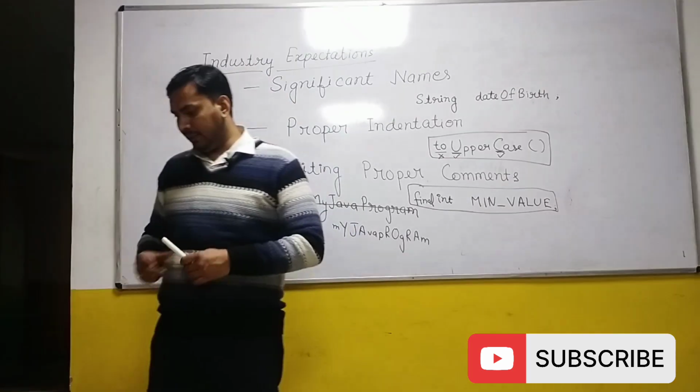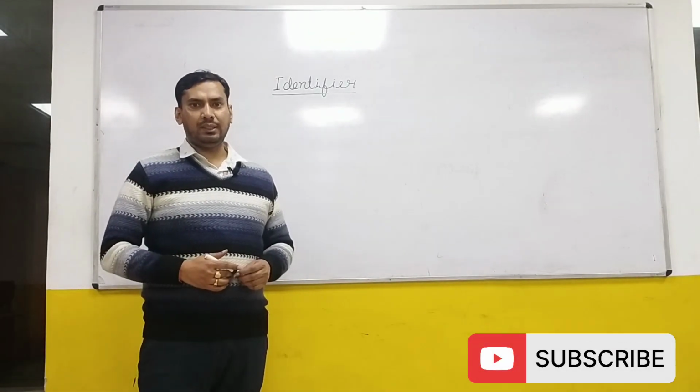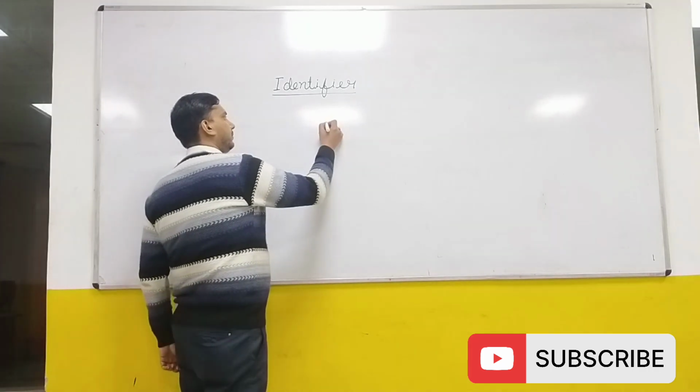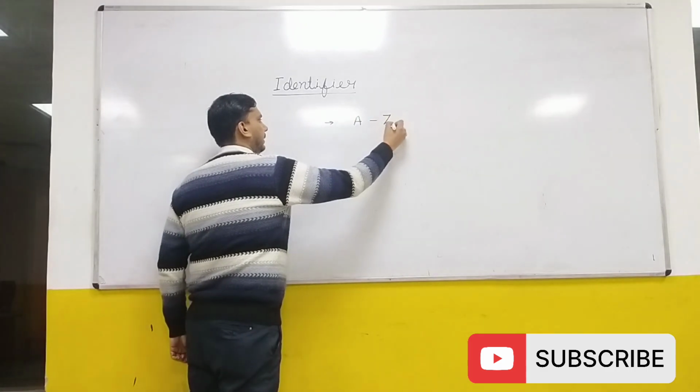I'll discuss here the allowed character sets in case of identifiers in Java. So a total of 64 characters are allowed. The first set of characters is A to Z, all the uppercase characters.